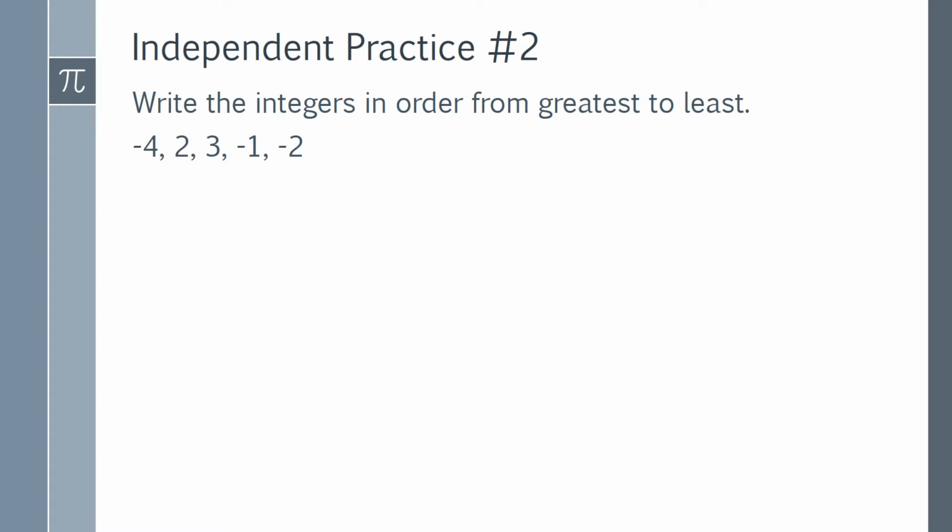Independent practice number 2. Write the integers in order from greatest to least. The integers you will be using are -4, 2, 3, -1, and -2. Now is a good time to pause this video and work on this problem if you have not done so already.